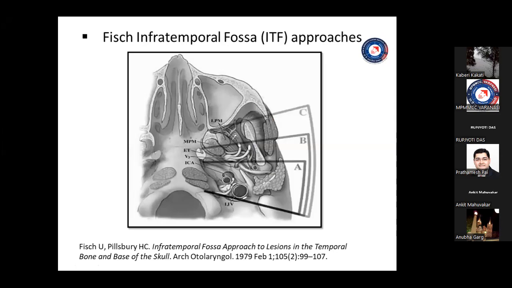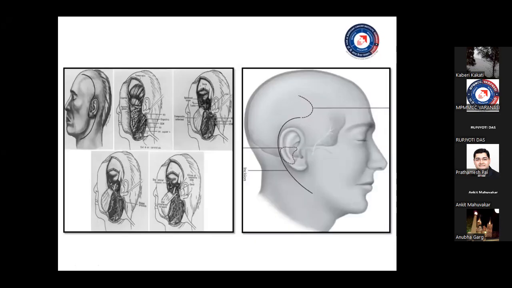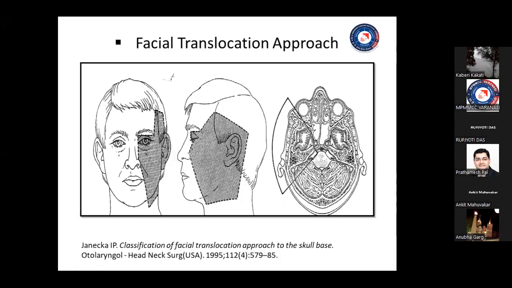So next are the ITF approaches as explained by Ugo Fisch. It can be a preauricular or a postauricular incision depending on the access needed. Next are the facial translocation modules as explained by Ivo Janecka. Among the facial translocation modules, the posterior extended facial translocation module gives good access to the ear, the temporal bone, and the posterior fossa.